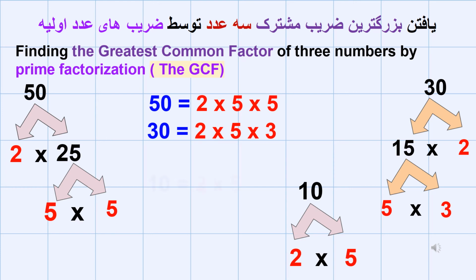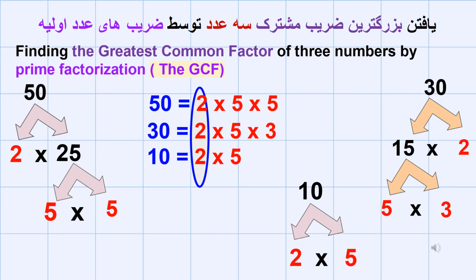Now we have three categories of numbers, written in red color and one below each other, to find the common numbers easily. Those numbers are 2, 5, 5 for 50, 2, 5, 3 for 30, and 2, 5 for 10. Now the first number we can see is common is 2, because 2 is a factor of 50 as well as 30 and 10. So we circle this 2 in blue color to show that these 2s are common.